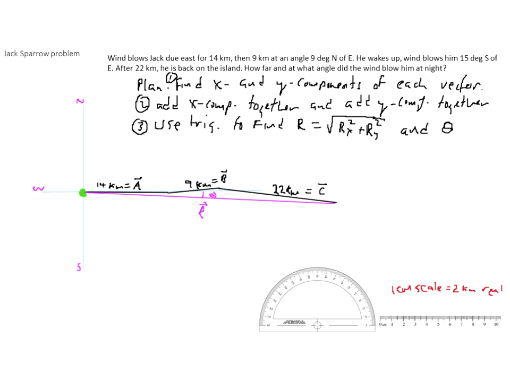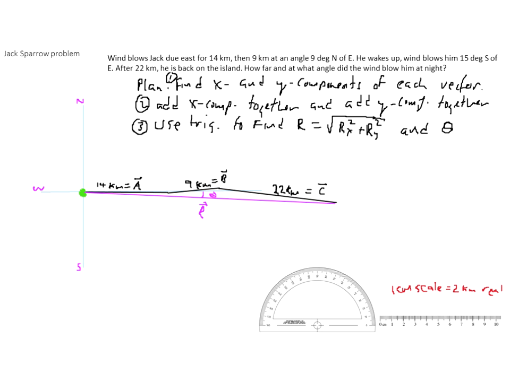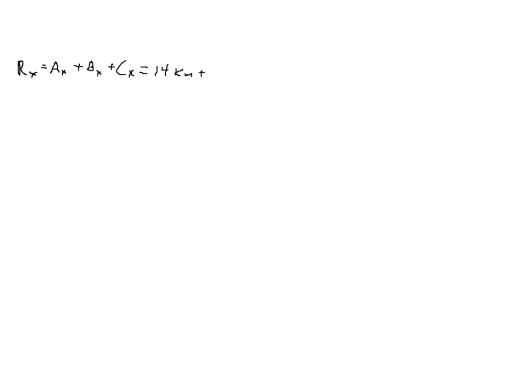So AX is just simply 14 kilometers. There is no Y component. So that's 14 kilometers. BX is 9 kilometers, and it's at 9 degrees north of east, and the X component is along where the angle is located.